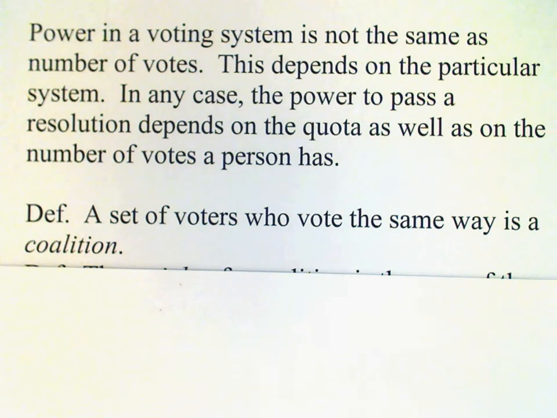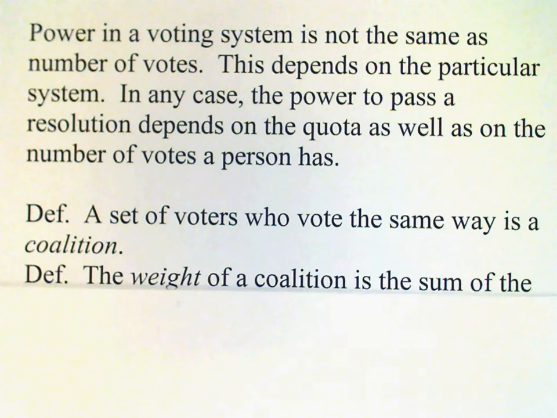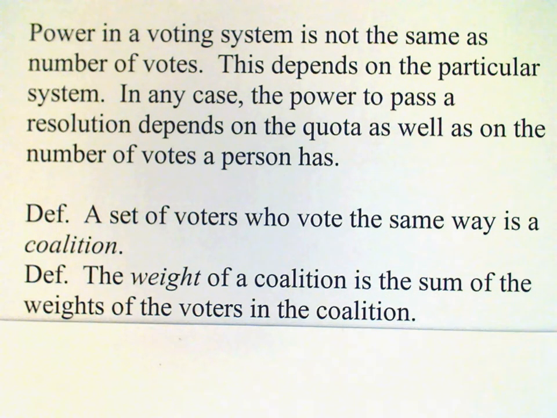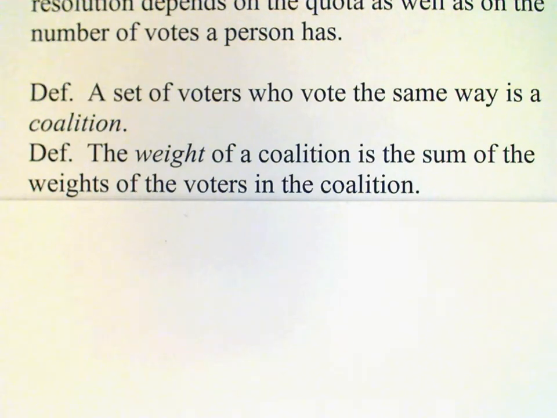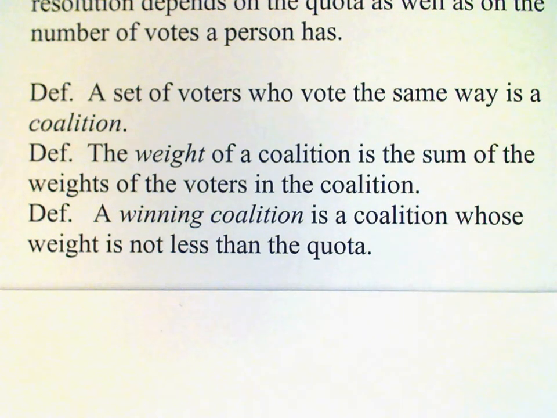So first of all, a set of voters who vote all the same way is referred to as a coalition. The weight of the coalition is the sum of the weights of the voters in the coalition. And we will say that a coalition is a winning coalition if the weight of that coalition is not less than the quota.